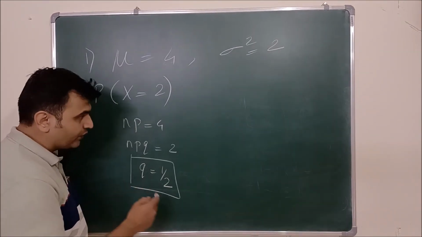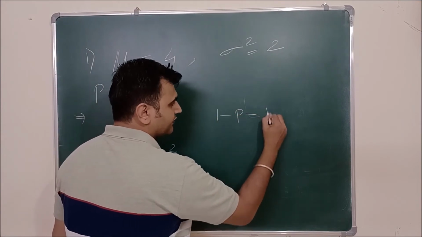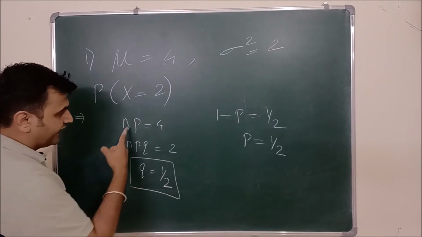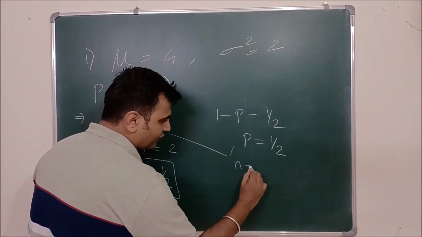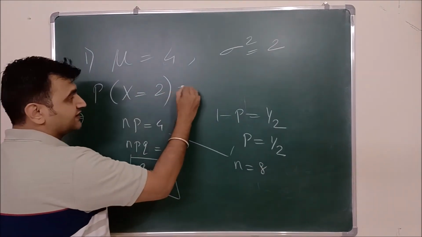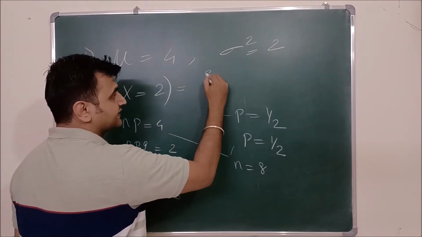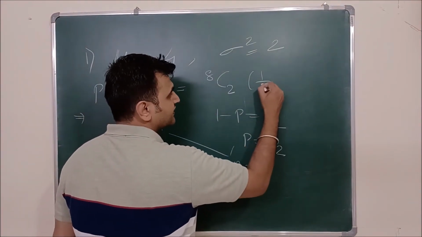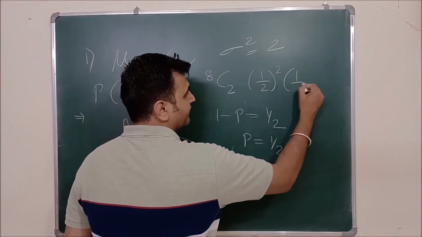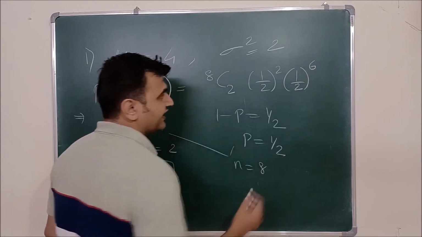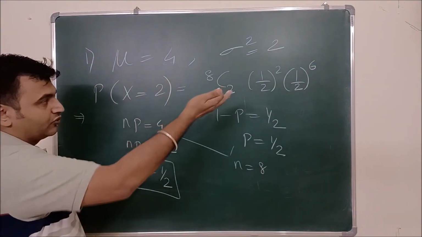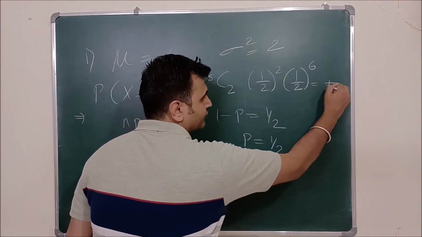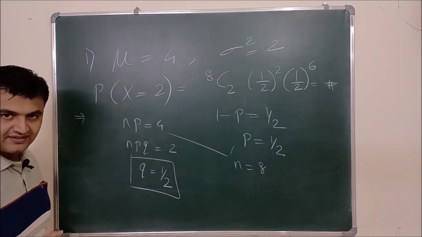Now once q is equal to 1 by 2, q is 1 minus p, so p is also 1 by 2. So p and q are both half, and from here we get n is 8. So this is a binomial distribution: n choose x, 8 choose 2 for 2 successes, times p raised to x into 1 minus p raised to n minus x. You solve this and you get the answer. I hope this is now very easy. Make sure you post the answer in the comment section.